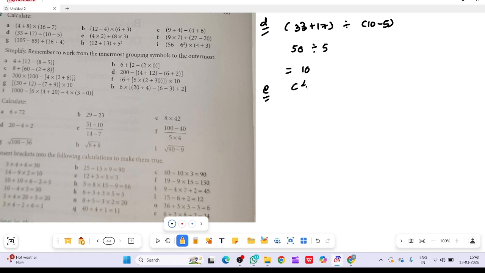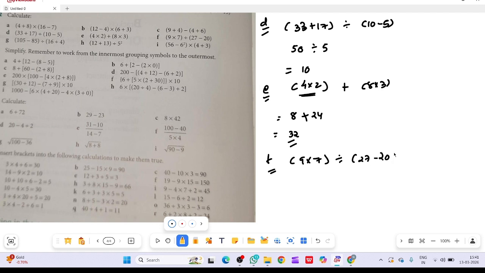Then e will be 4 multiplied by 2 plus 8 multiplied by 3. 4 multiplied by 2 is 8, plus 8 multiplied by 3 is 24. So this will be equal to 32. f: 9 multiplied by 7 divided by 27 minus 20. So 9 sevens are 63, divided by 27 minus 20, which is 7. And 7 nines are 63.